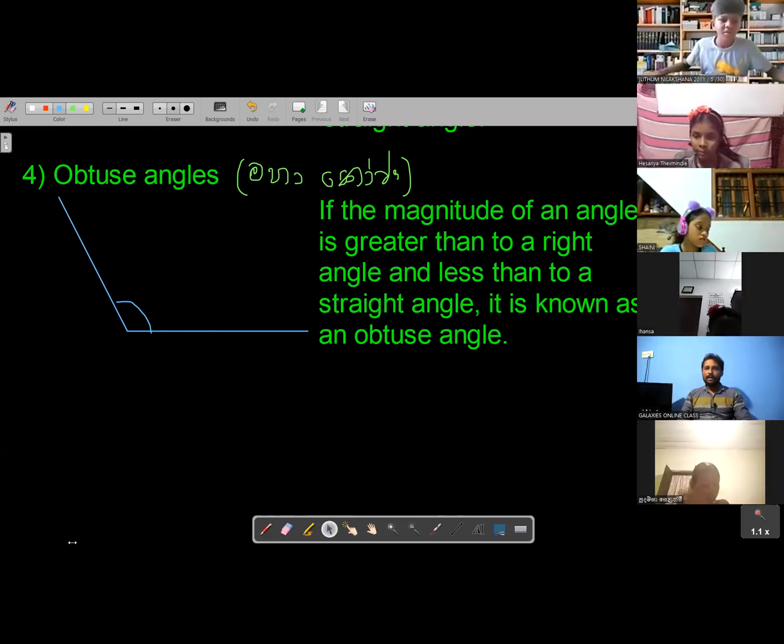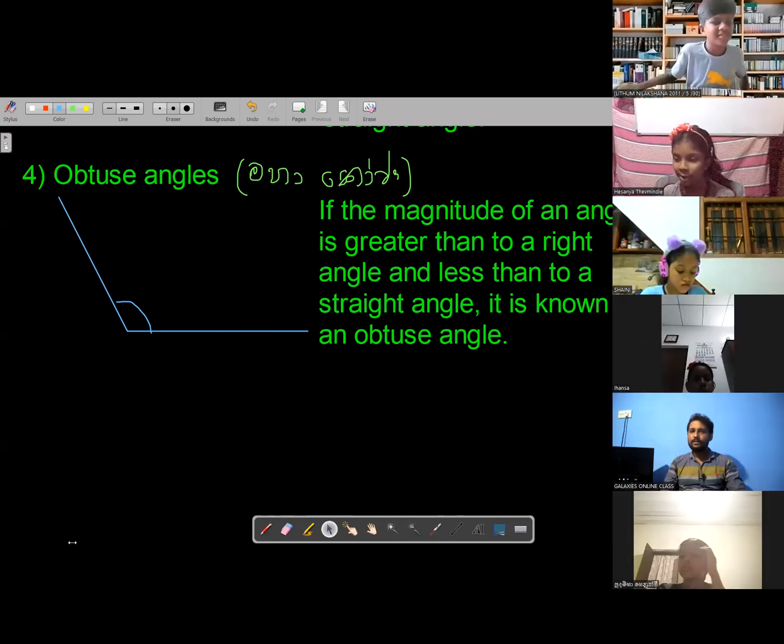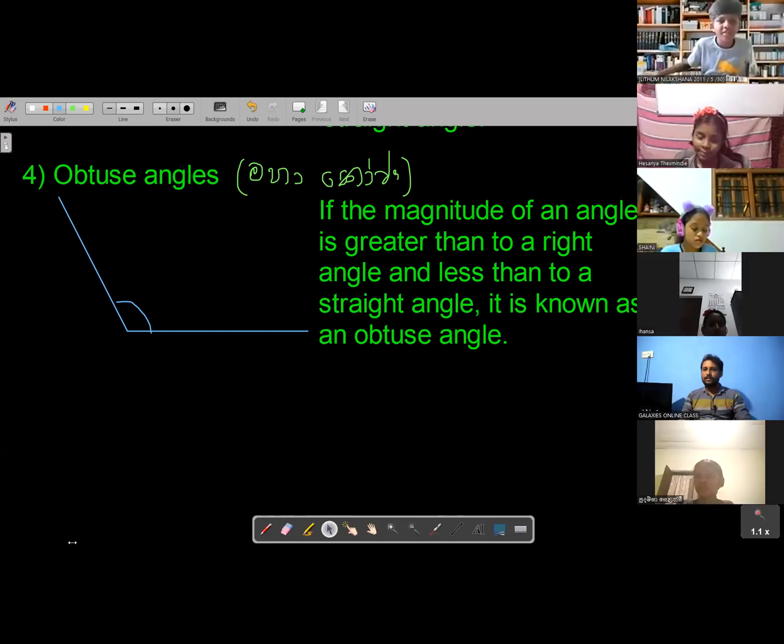Now what are the types you know about the angles? First we discuss about which one? Right angle. Then second we discuss acute angle. Third type we discuss straight angle. Then finally we discuss about obtuse angle. Another one type we have to discuss.